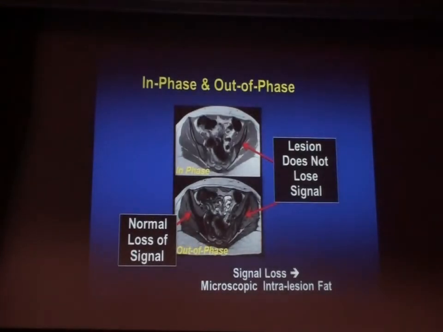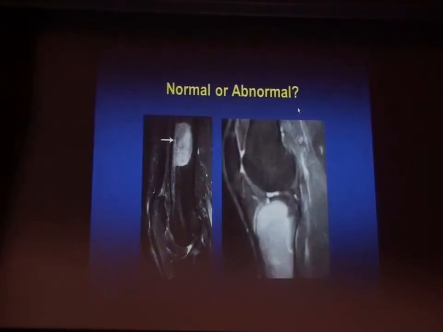So here's our in-phase image, axial image through the pelvis, and here's our out-of-phase image. The right iliac bone has normal marrow within it, and on the out-of-phase image you can see how it loses signal, and that's our tip-off that we're looking at a normal marrow pattern. On the left side we have a lesion in the left iliac bone, and on the out-of-phase image it does not lose signal the way the right side does, and that's our tip-off that there's no fat in that marrow and that this process is abnormal.